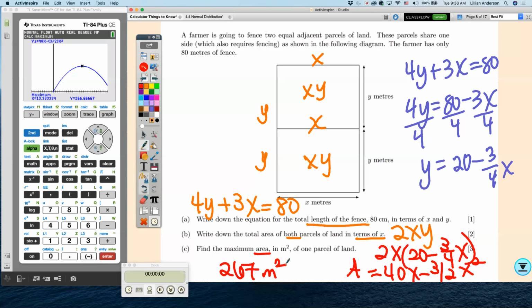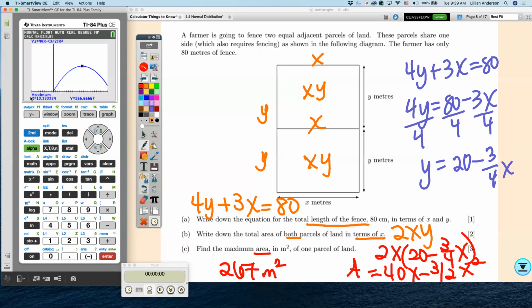That's the one thing you have to be careful of. Remember what your variables represent, especially in the context of a problem. If I did it algebraically, I would have wanted to do negative b over 2a to find the x value. Then I could plug that into the area equation to find the maximum area. But I can also do that using my calculator by graphing the function and finding that coordinate. So when you plug in 13.333 repeating, or 13 1/3, you get 266 2/3.